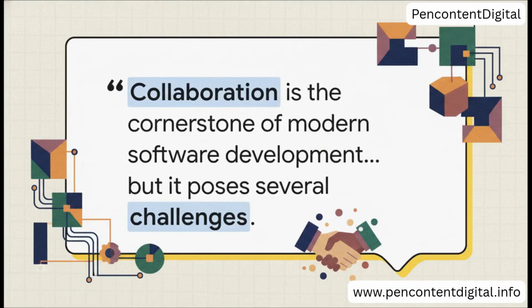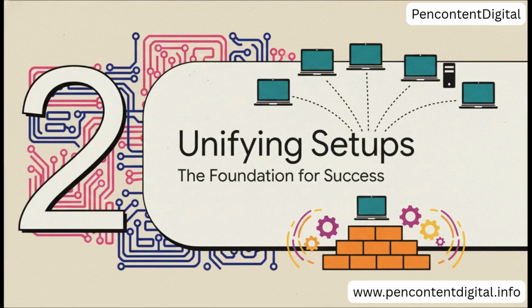And that right there is the central tension, isn't it? We know we have to work together to build anything cool or innovative. But that means we have to be really deliberate, really strategic about solving the problems that come along with it. Which brings us right to our first big solution. It's time to tackle that "it works on my machine" problem head on. We're going to create a single, consistent foundation for the entire team to build on.